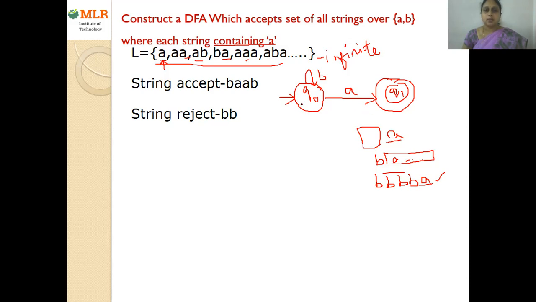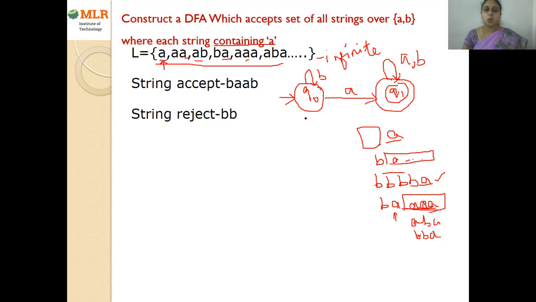Next, coming to the next one. Suppose I have BA. After this A, the question is containing A, so already you got one A here. After this, whatever you are going to get, you can get AAA, or ABA, or BBA, anything you can get. That will be accepted. That means you are going to represent it by A comma B.